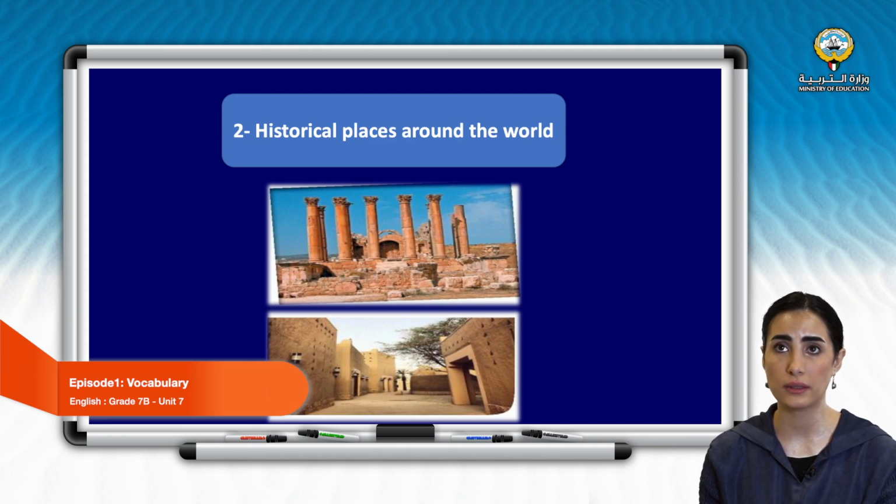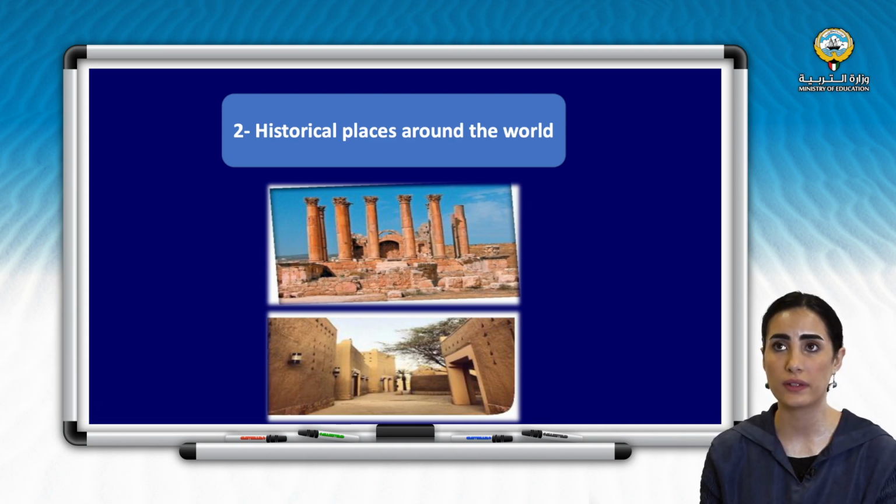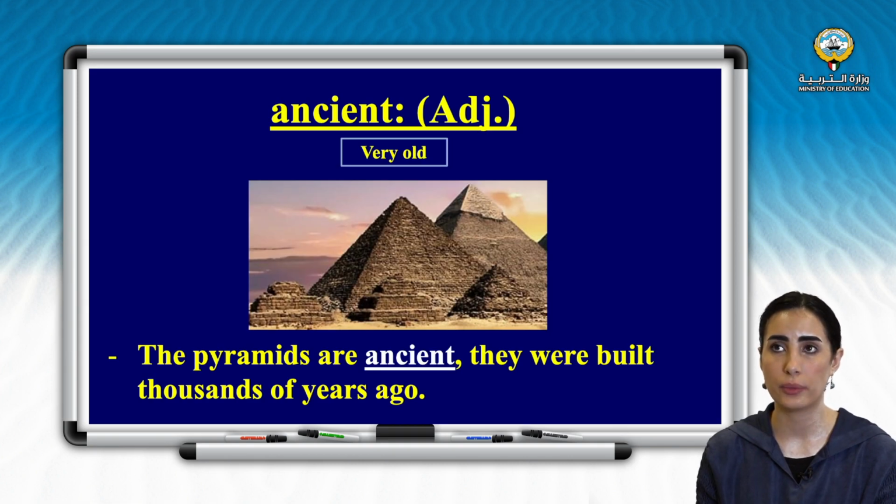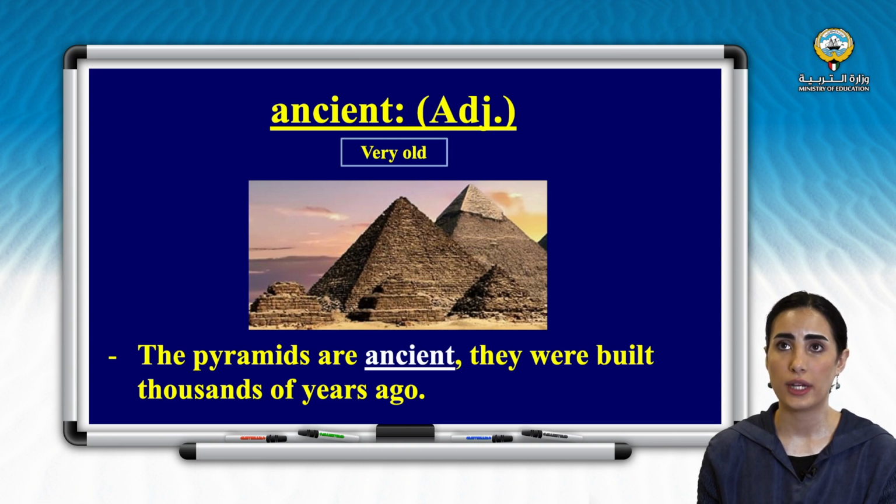Moving on to the second topic, or the second theme, and that is historical places around the world. The first vocabulary word of the second topic is the word ancient. So repeat after me. Ancient. Ancient. What part of speech is ancient? It's an adjective.